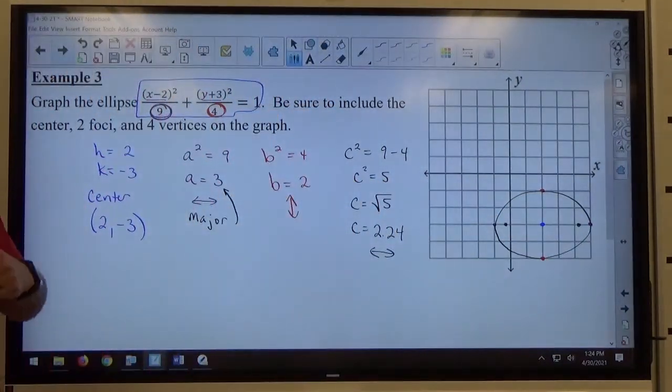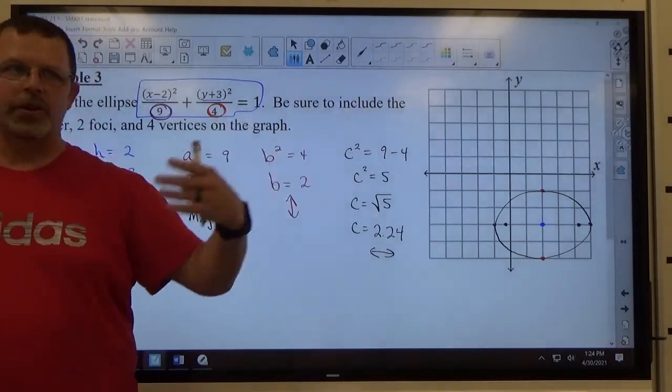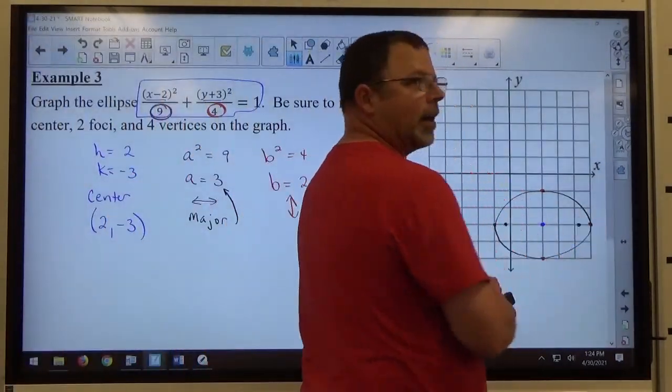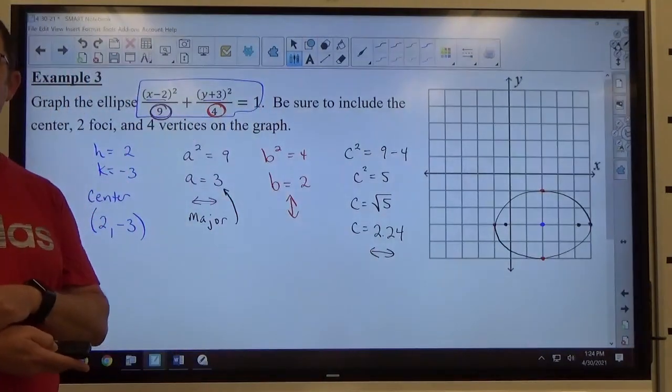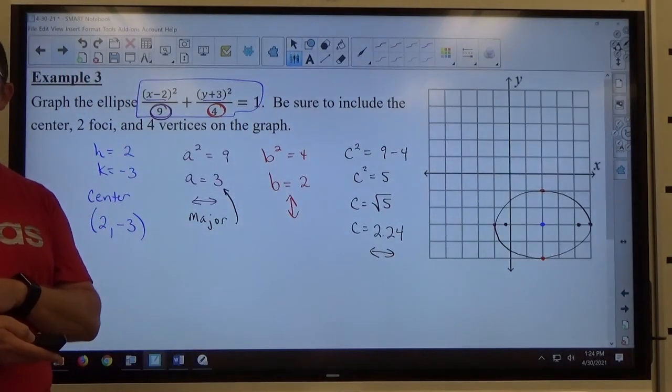All right. And again, you can see the longer axis is horizontal. The foci should sit on that longer axis every time, if you put them in the right spot. They should be inside the ellipse, on the longer axis.